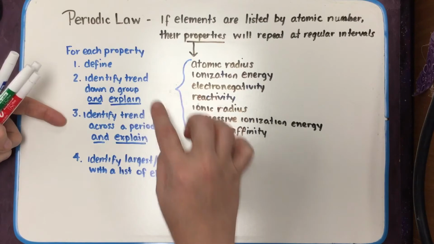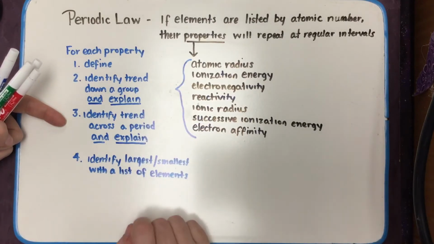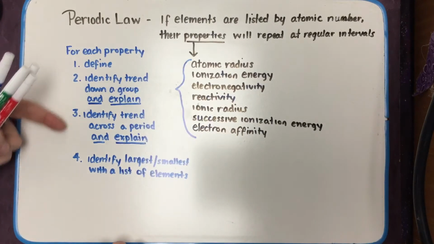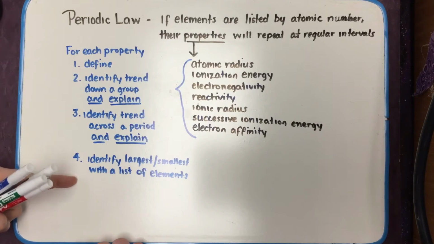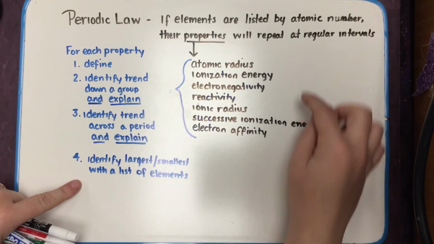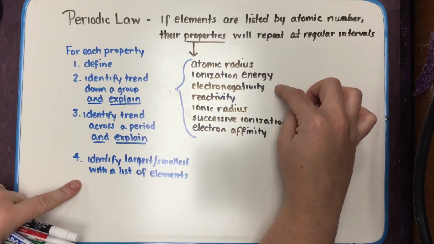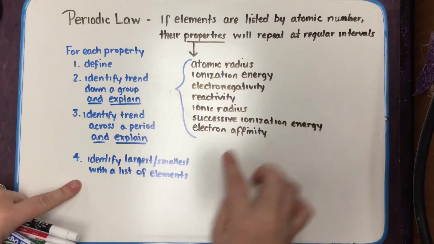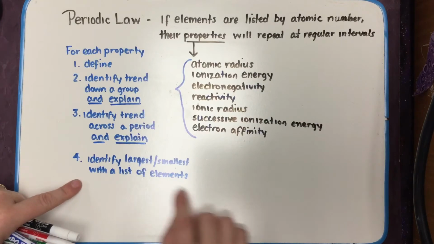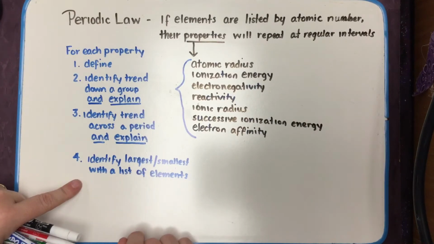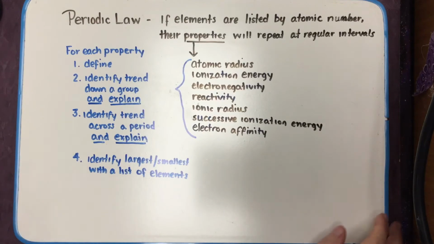You need to be able to do the same thing across a period from left to right, making sure again you can explain it. And then if I give you a list of elements, you need to be able to tell me which is the largest and smallest atomic radius, or which is the highest or lowest electronegativity. For each of the properties, you should be able to identify highs and lows, or minimums and maximums, based on their location on the table.